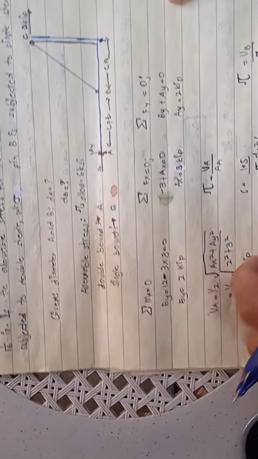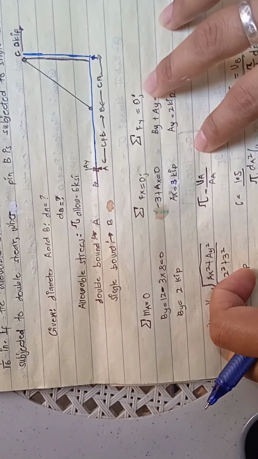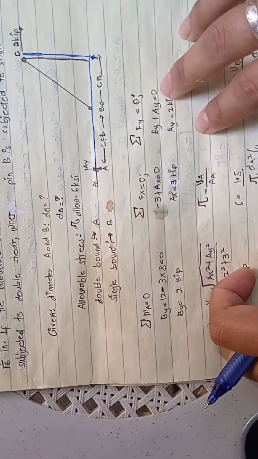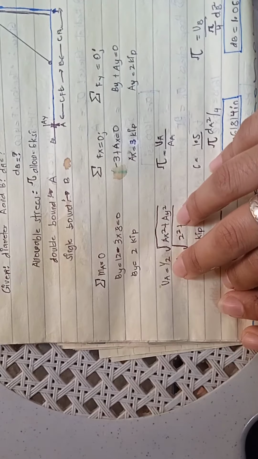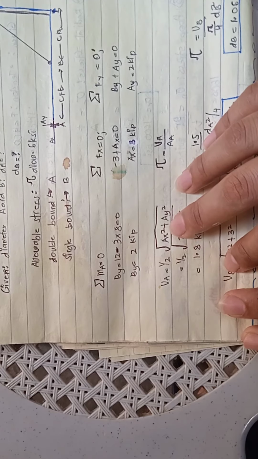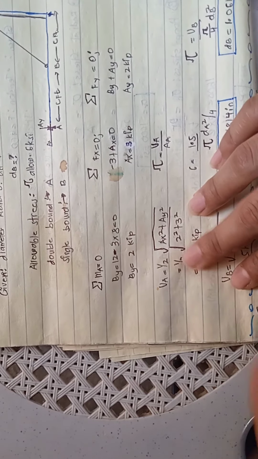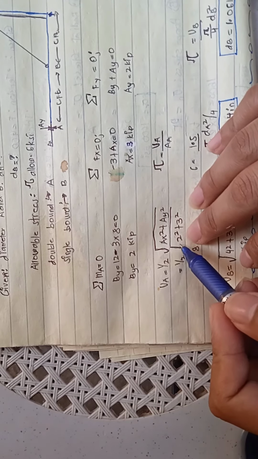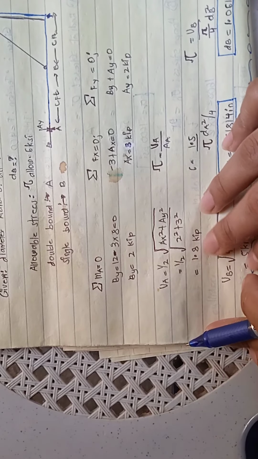So, dito naman, yung Fy natin equals 0, and by the By plus AY equals 0. So, AY is equals to KIP. So VA natin equals 1 over 2 square root of AX raised to 2 plus AY raised to 2. So, equals 1 over 2 square root of 2 raised to 2 plus 3 raised to 2 equals 1.8 KIP.